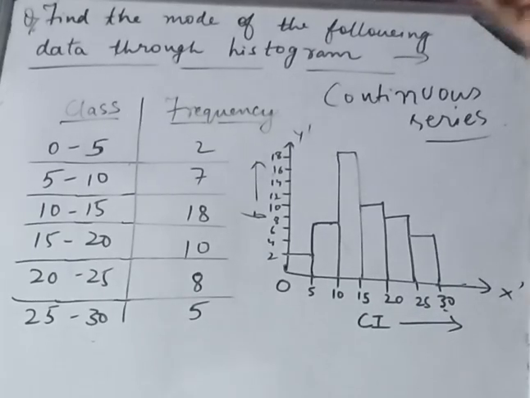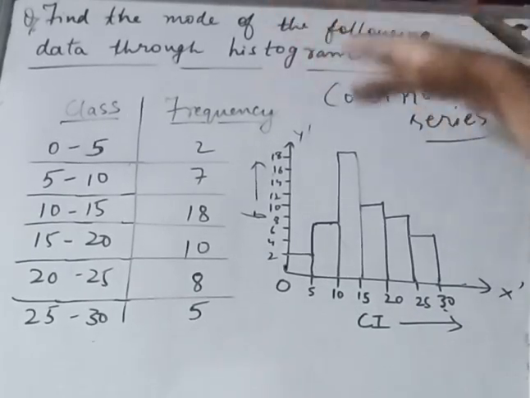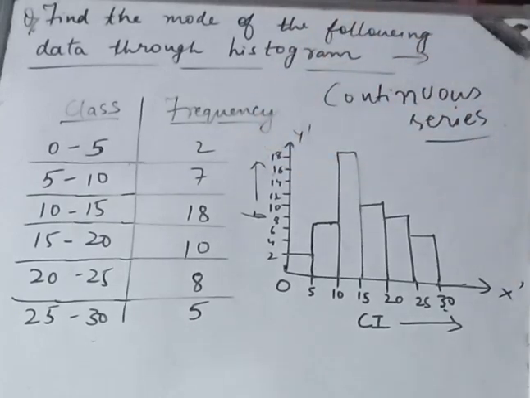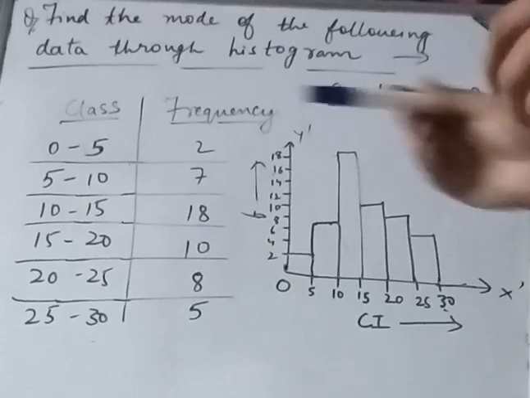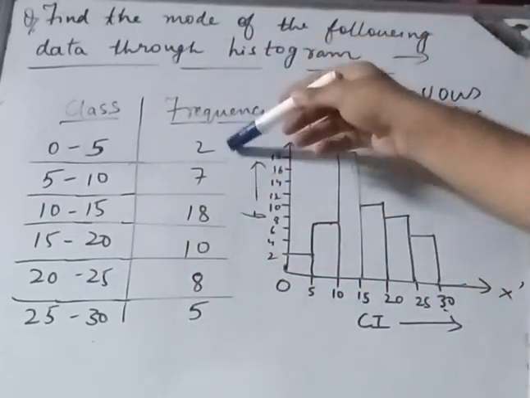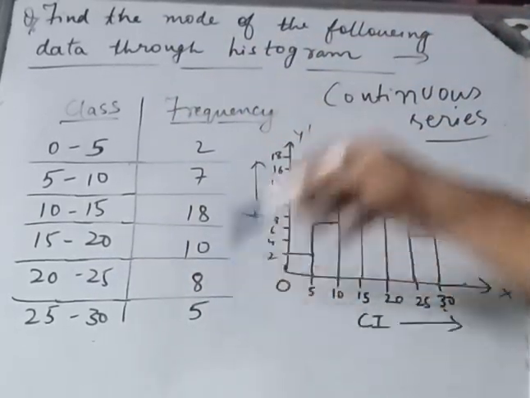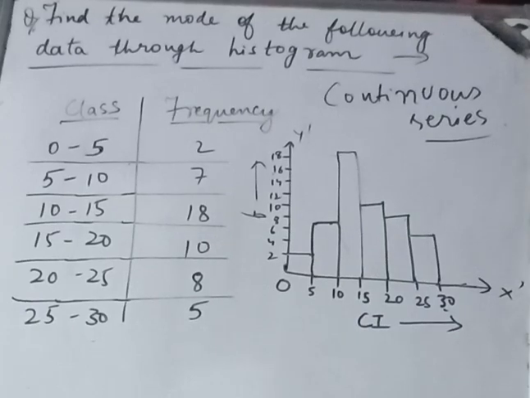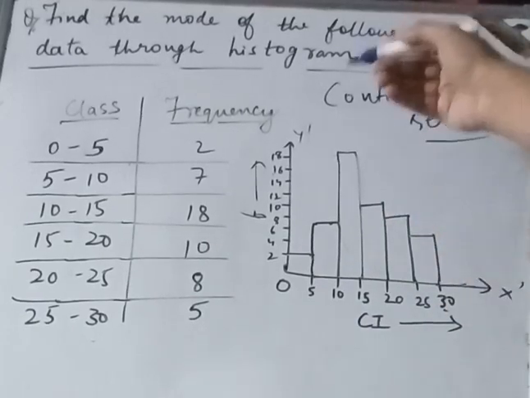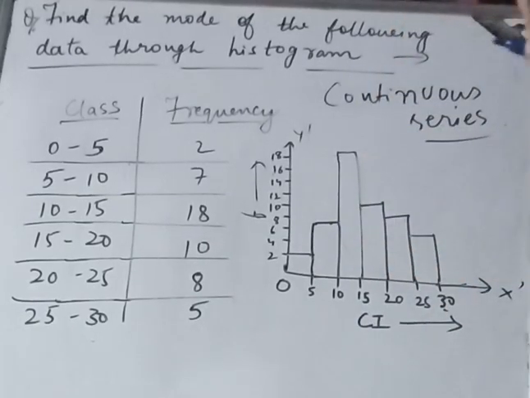But right now we're going to plot the histogram and we will find the mode of this particular data. Now from the class intervals, the respective frequencies are 2, 7, 18, 10, 8 and 5. Now draw the y axis and x axis in the shape of an L like this. You need to use your graph paper for this.